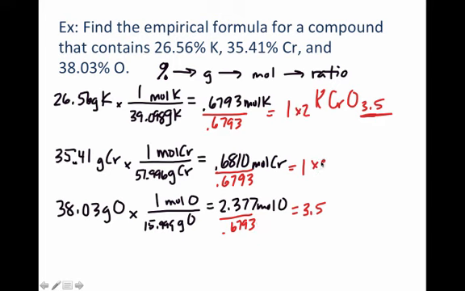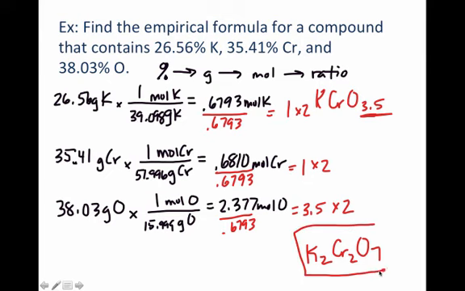If I multiply each of these by 2, I'll write the formula down here just because of space, I get K2, and then Cr2, and then 3.5 times 2 would be 7, and that is my empirical formula. I can't reduce that any further. I can't simplify it. A 2 to 2 to 7 ratio is the lowest whole number ratio that those atoms are in this compound.